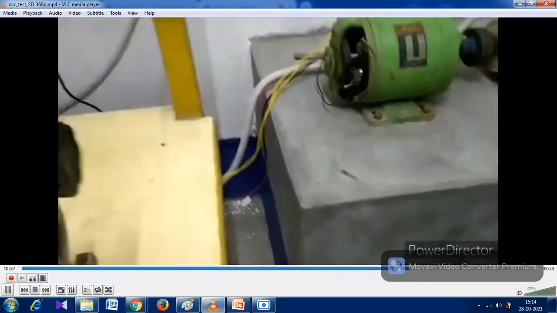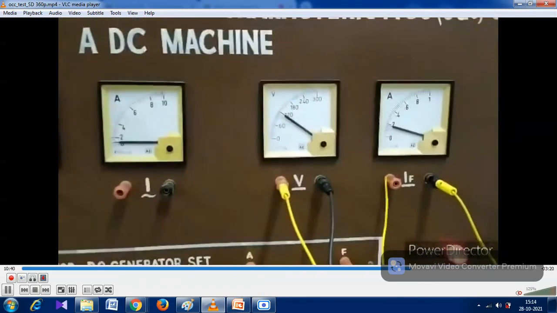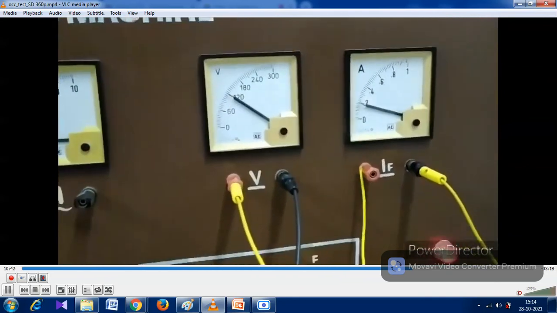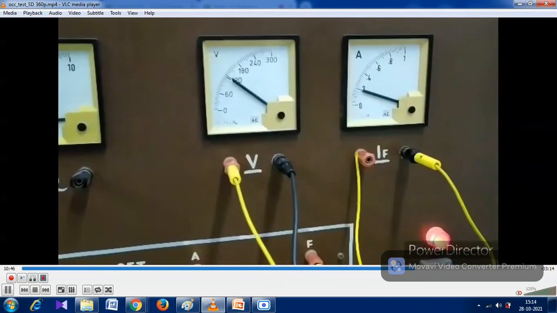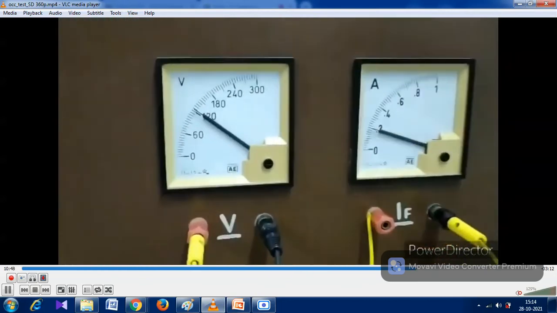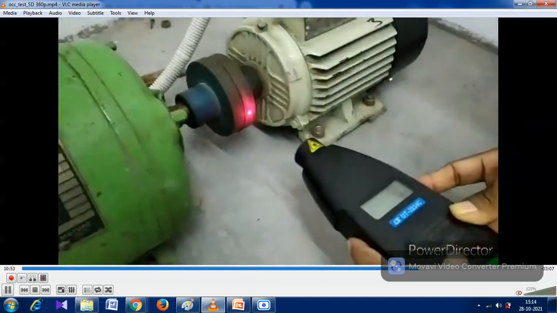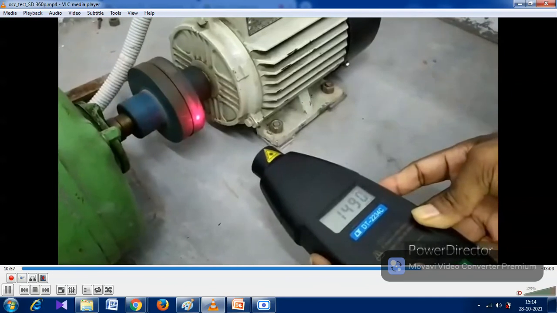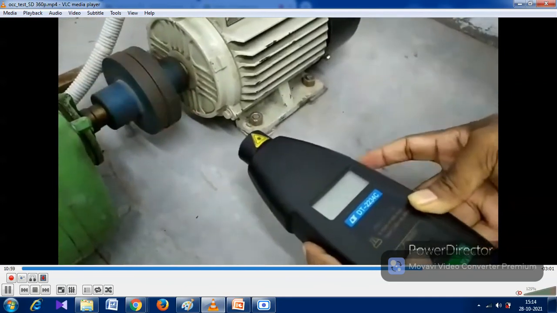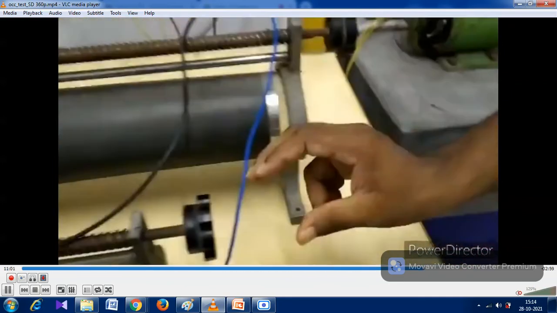After that you have to measure how much voltage is produced on armature, and after that you have to make a curve between the induced voltage of armature and the field current. That curve is called open circuit characteristics curve.